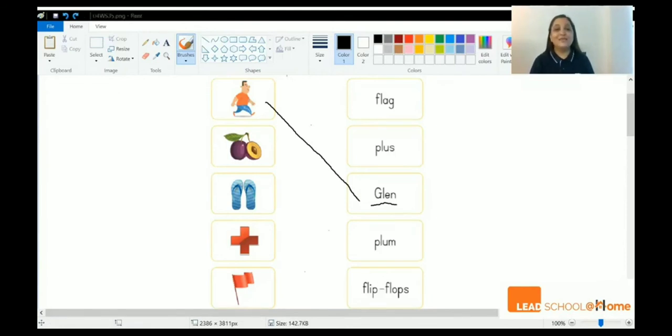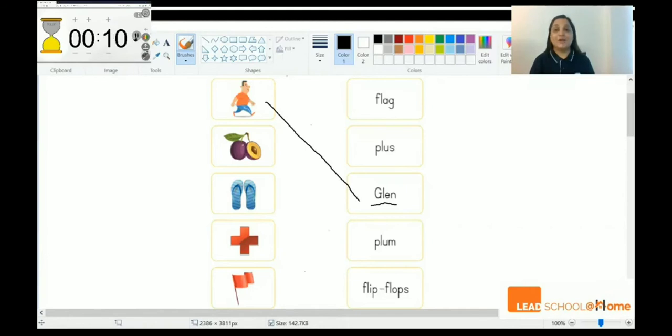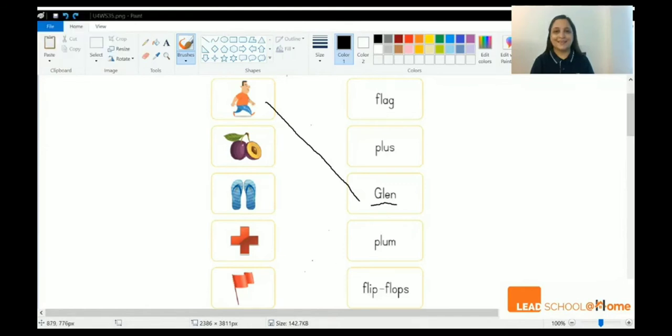I'm giving you 10 seconds. Point at the word plum. Did you find the word? See? Plum. Let's connect the picture of plum with the word.